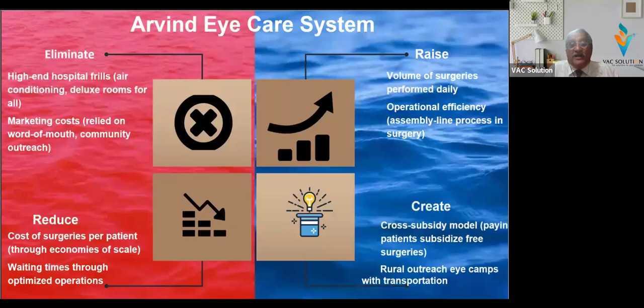They have a cross-subsidy model, paying patients subsidize free surgery. That means those who can pay will pay and then they will subsidize those who can't. And they have huge amount of rural eye camps with transportation. These are all unique features. This cross-subsidy model was created by them. When you go to Arvind, you pay for the cataract, a portion of it goes towards subsidizing the cataract operation of another patient in the rural India.